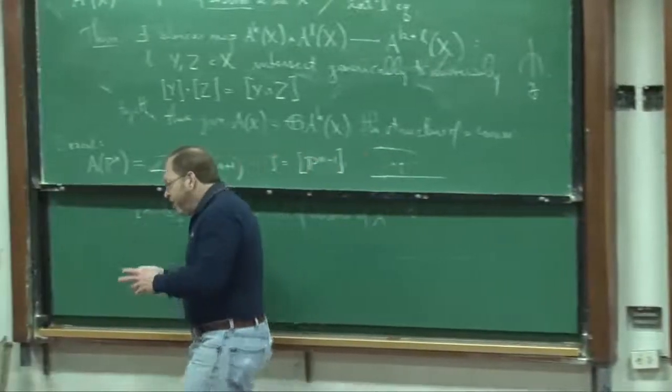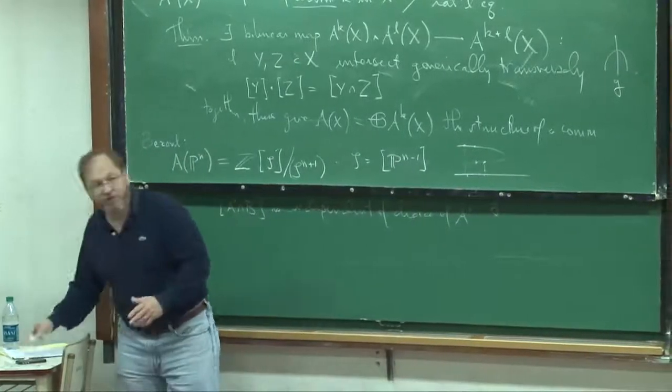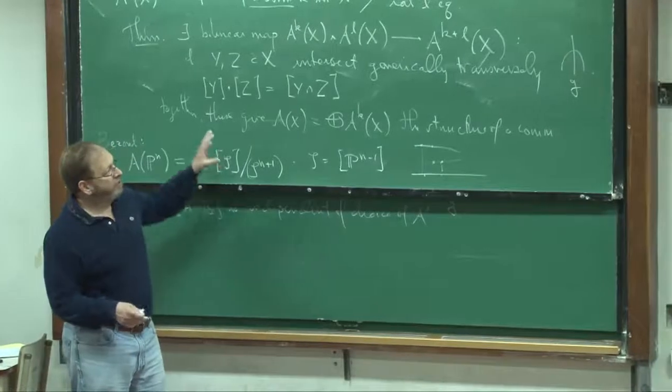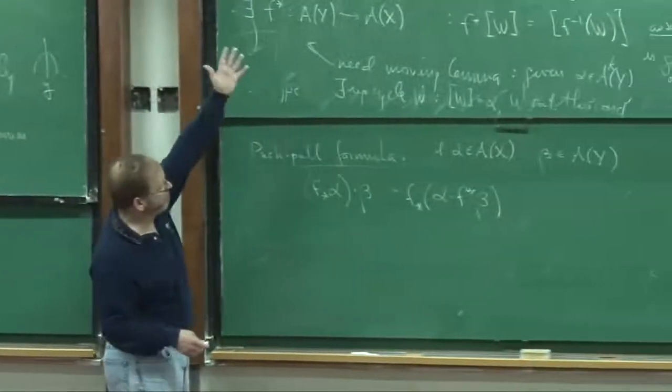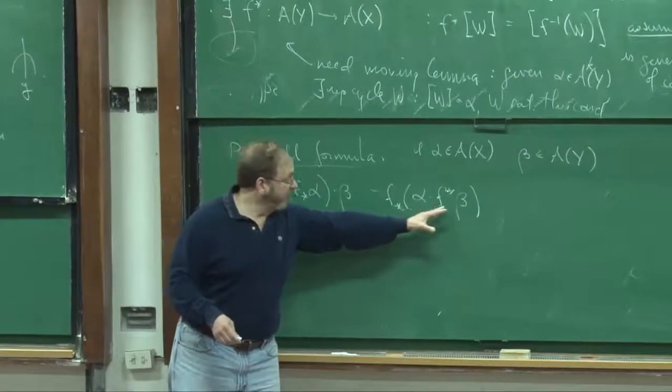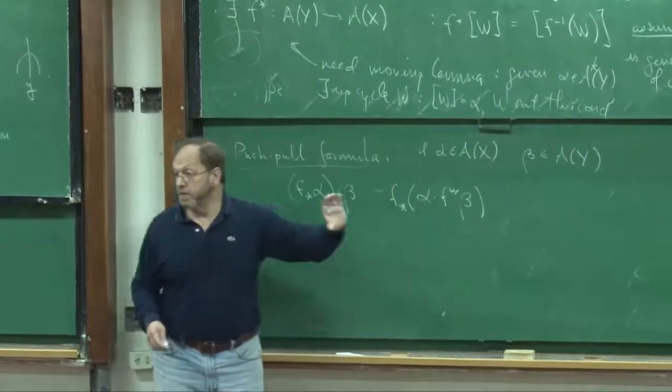So again, the whole idea of the moving lemma is to convert statements about these Chow groups and cycles, mod rational equivalence, and their behavior, for example, under maps, into statements at the level of sets.